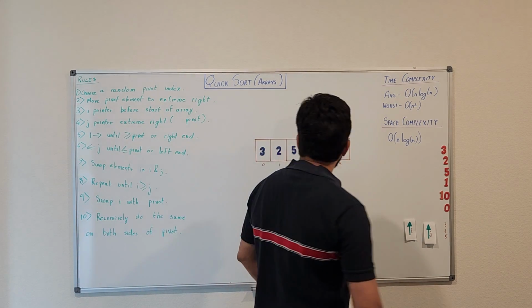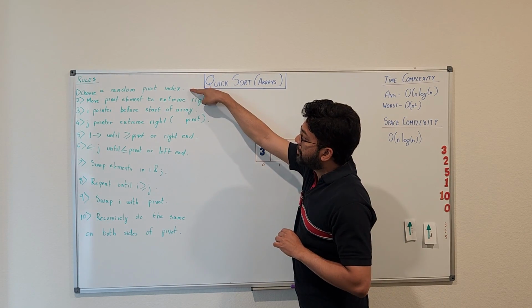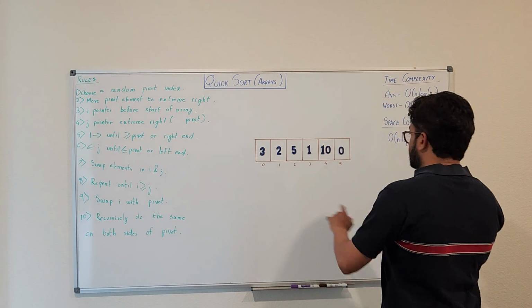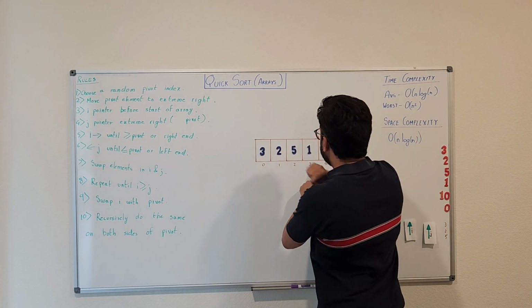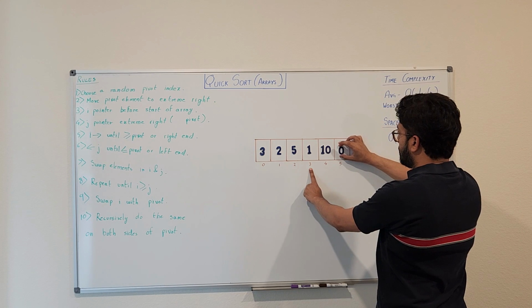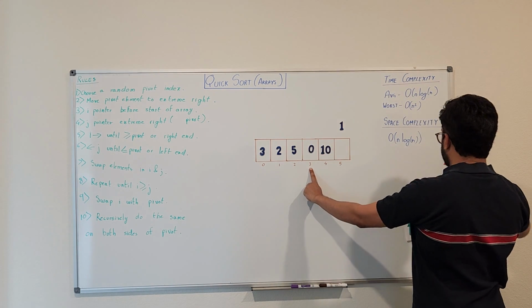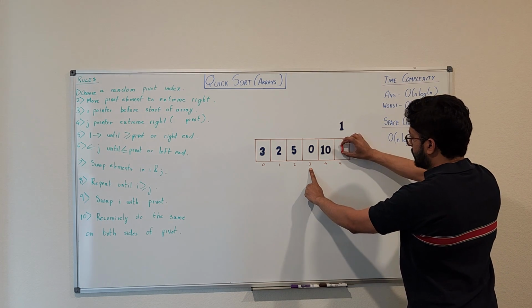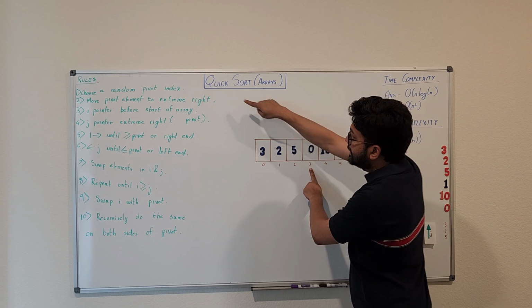So let's see an example. The first thing you do is select a random pivot index. Suppose I select 3 as my random pivot index. Then you move the pivot element to the extreme right, so you swap it with this element. I'm going to use red so that we know which one was the pivot. So that's the second step.